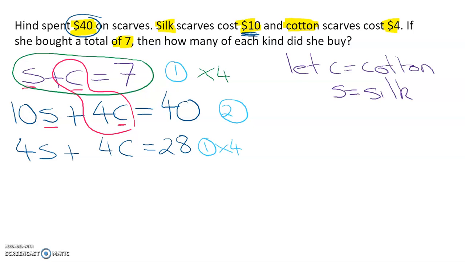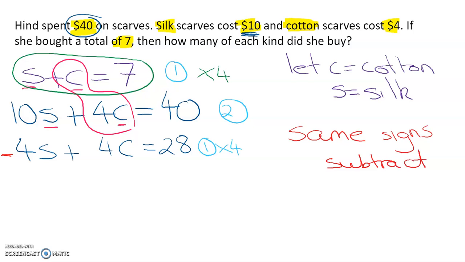Then you need to decide, are you subtracting or are you adding? 4C and 4C. To make them 0, I'm going to subtract. And remember our little hint. If the signs are the same, okay, so same signs, we're always going to subtract. If the signs are different, you're going to add. Our signs are both positive, so we're going to subtract. So now I need to subtract everything in the second line from the first line.